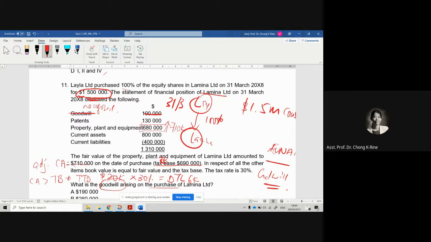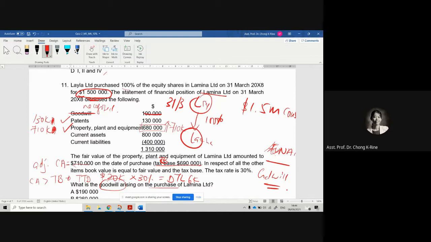Anyway, when we calculate our fair value of identifiable net asset, we will identify whether this is a correct asset and also liability at fair value or not, right? So this will be counted. Patent will be counted. This is an asset to be identified. PPE will be counted. This is an asset to be identified. So 130,000 plus how much? 710,000. Okay, because we have to increase the carrying amount to the fair value. So this is counted. Okay, this asset is also counted as 710,000.